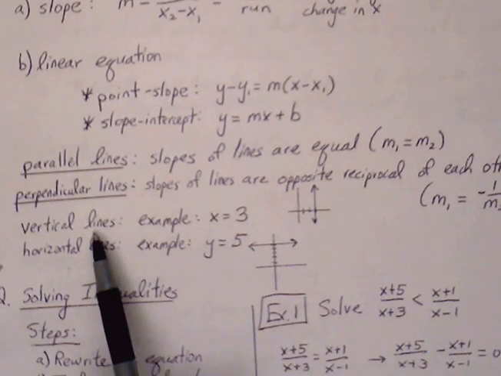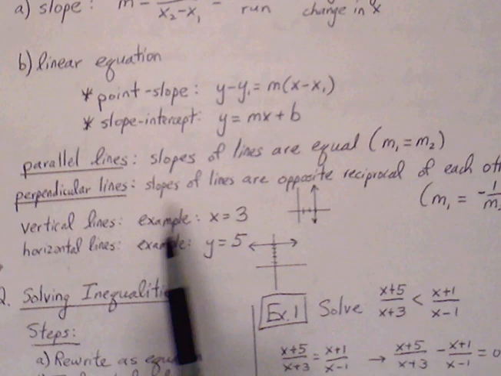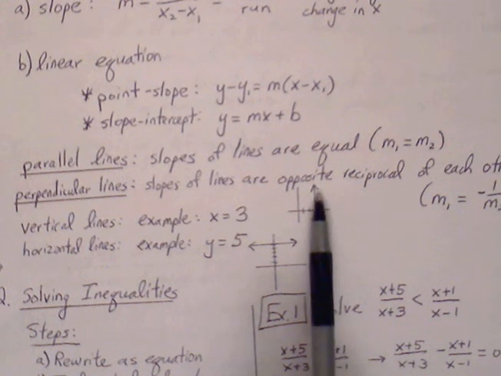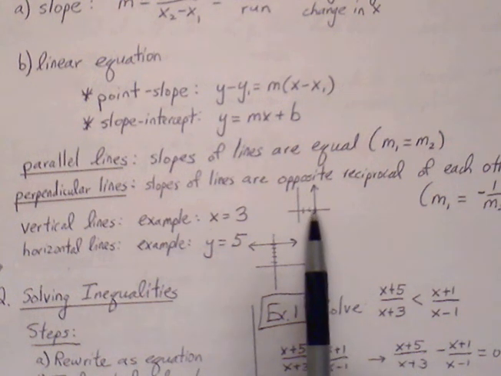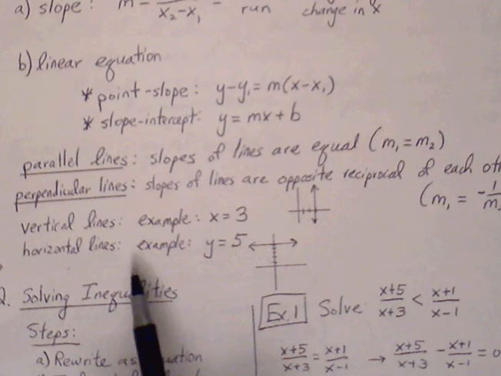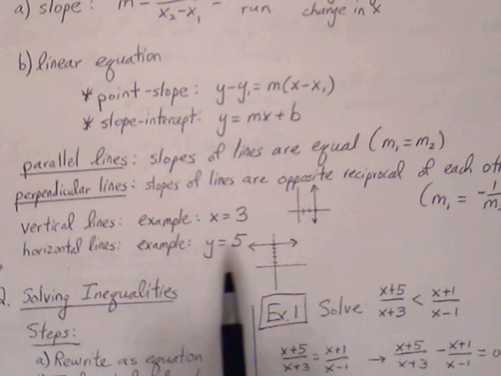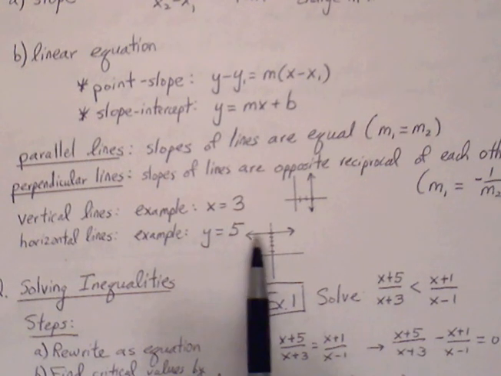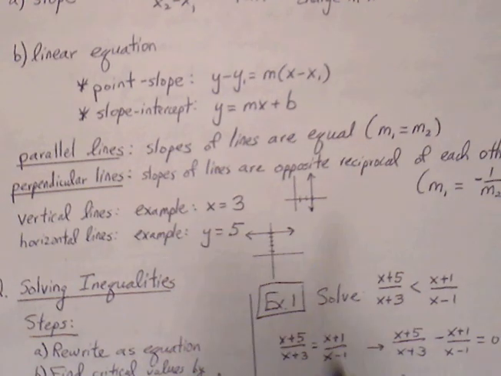Vertical lines, if we want to write the equation for vertical lines, it's always x equals a constant. So for instance, x equals 3 will produce a vertical line through the x value of 3. Horizontal line always has y is equal to a constant. So horizontal line equation, y equals 5 would be represented by this line that's going through the y-intercept of 5.